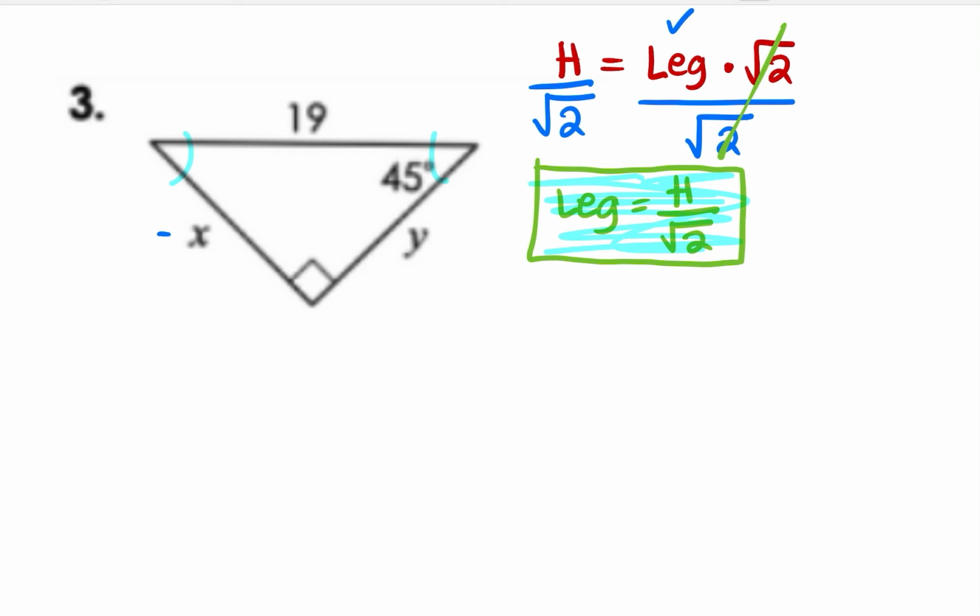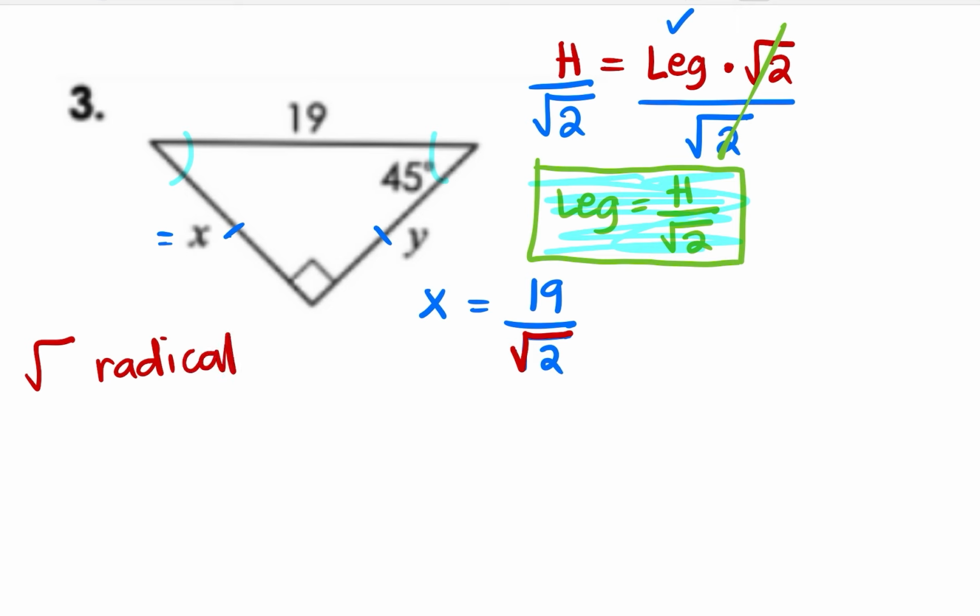Okay, so let's follow this step. Let's say I am going to use x or y because these two are exactly the same. So x is equal to the hypotenuse, 19 over square root of 2. Now, here's the thing. If there is a radical, I'm referring to this symbol, called radical, in the denominator, that means we need to do something. And that something is called rationalize. Rationalize meaning we're going to get rid of the radical number that's in the denominator.